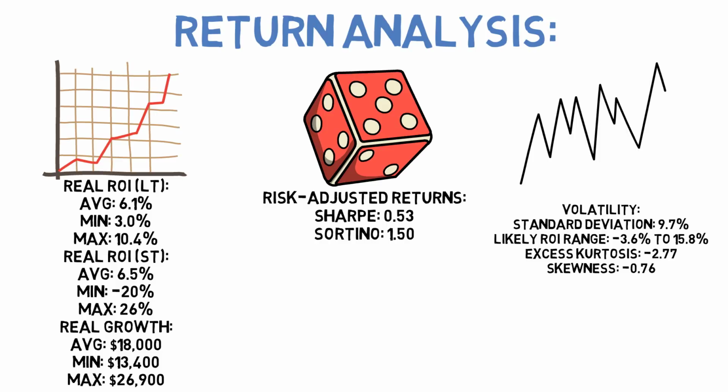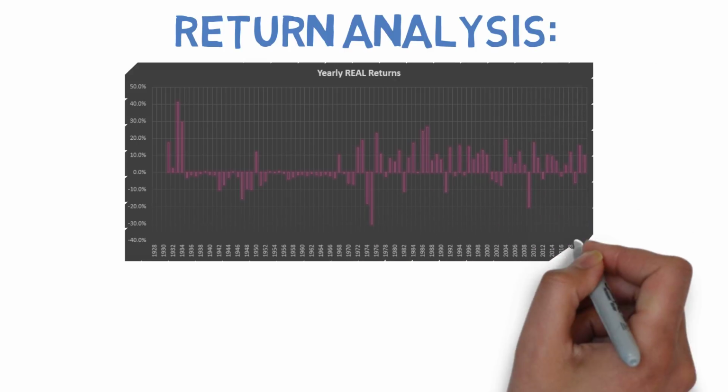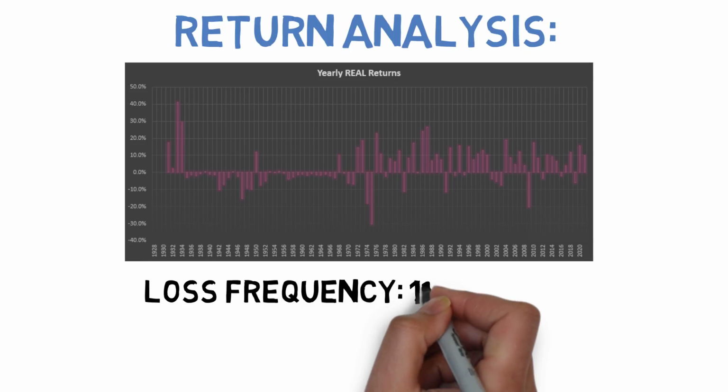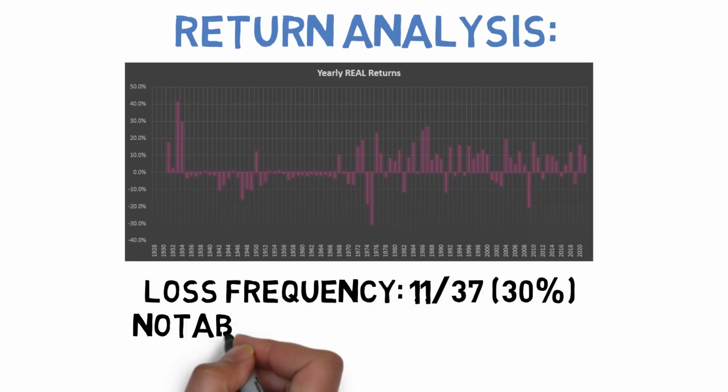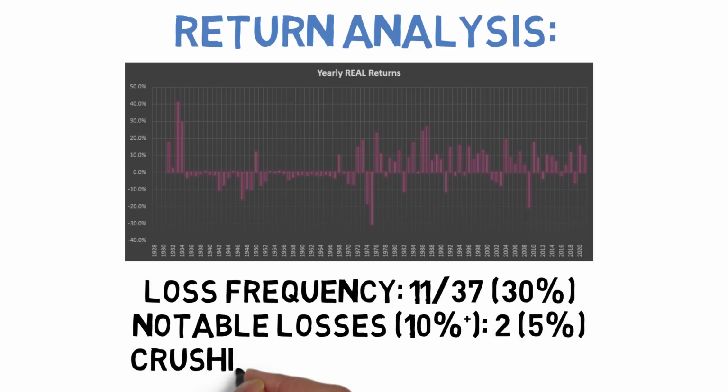The strategy had an excess kurtosis value of negative 2.77, suggesting that the majority of its returns were within a few standard deviations of our average. It also had a skewness of negative 0.76, suggesting that the majority of its returns would be above the long-term average. As far as losses go, there were a total of 11 years, out of a possible 37 in this case, where the portfolio failed to keep pace with inflation. That's a loss frequency of around 30%. Of those losses, 2 fell by at least 10% and just 1 by at least 20%.